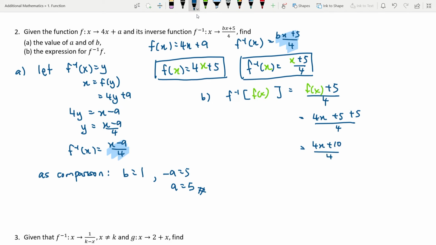We can simplify the equation. We factorize it into 2 and bracket 2x plus 5 over 4. Cancel the 2 and the 4. And finally, we get 2x plus 5 over 2.